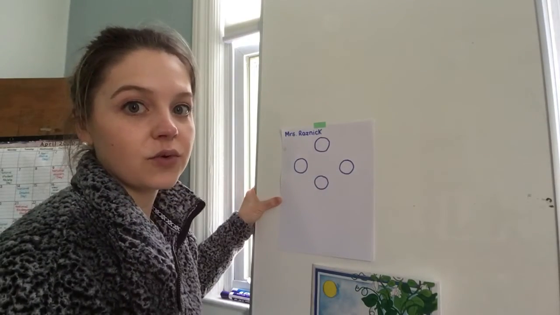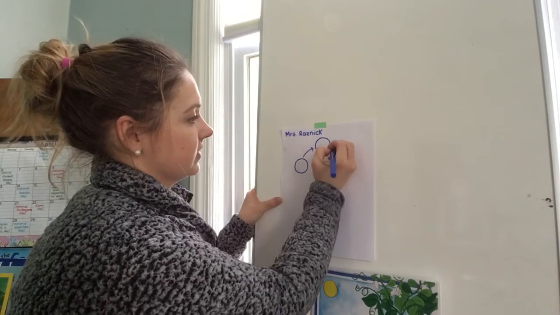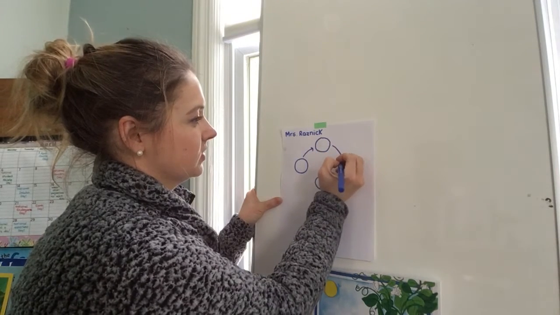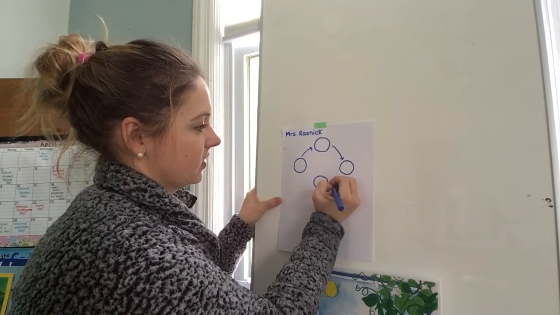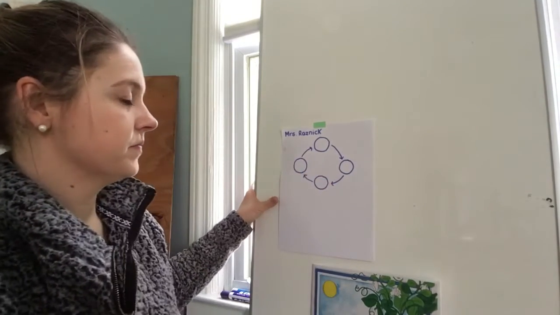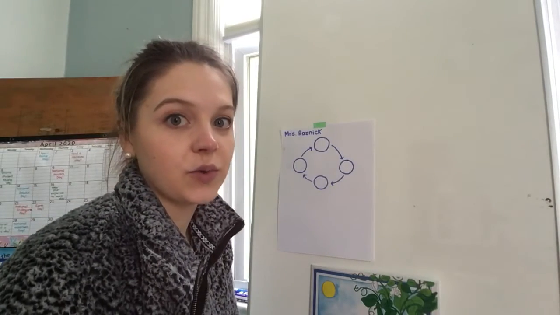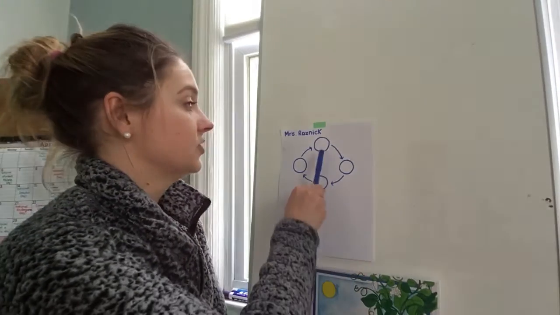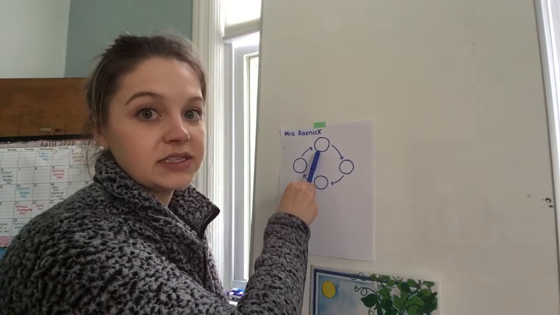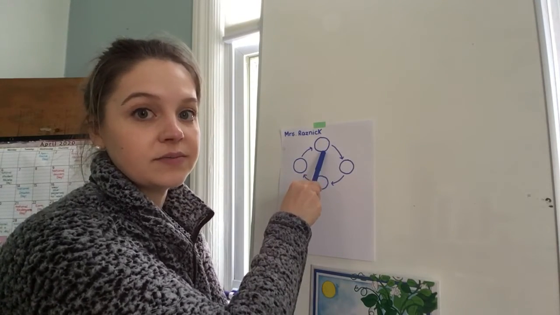After you have your 4 circles on your paper, you're going to draw arrows in a circle like this to show that the life cycle is moving from one step to another. Then, before you do your writing part, you're going to want to do your picture. Starting at the top, this is going to be step number 1. This is where you're going to be drawing a picture of the seed.